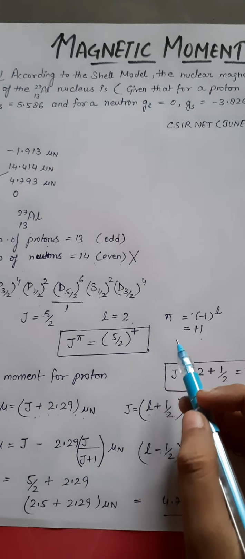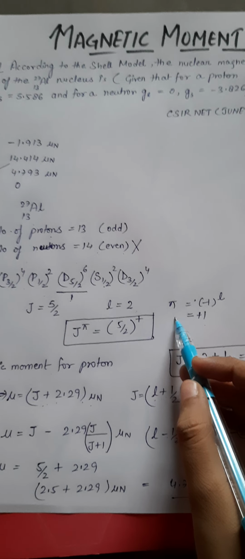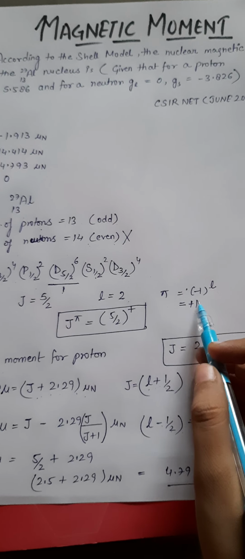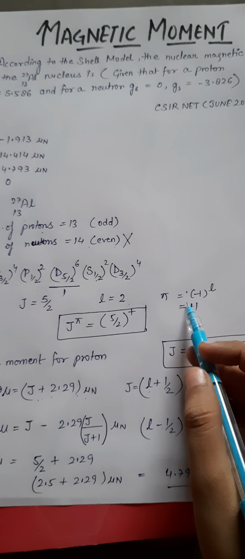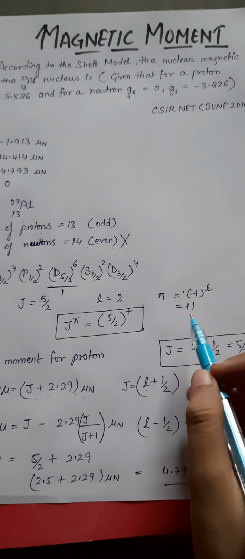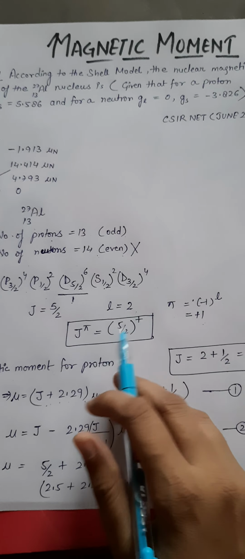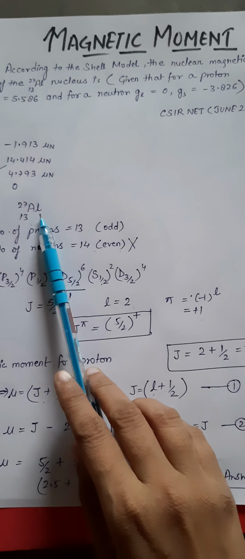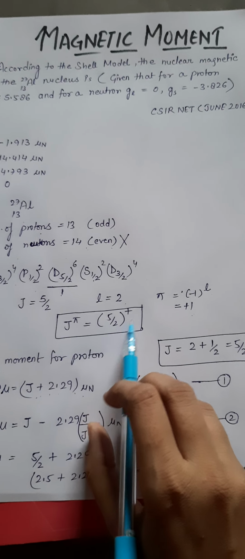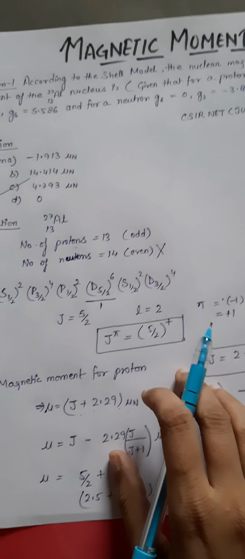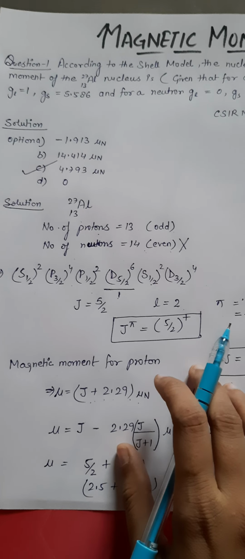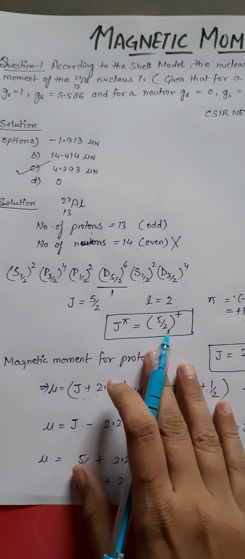Here we have to calculate the parity. Parity is minus 1 to the power L. Minus 1 to the power 2 means even parity. So the spin and parity for the given nucleus is 5 by 2 plus. Now we have to calculate the magnetic moment.